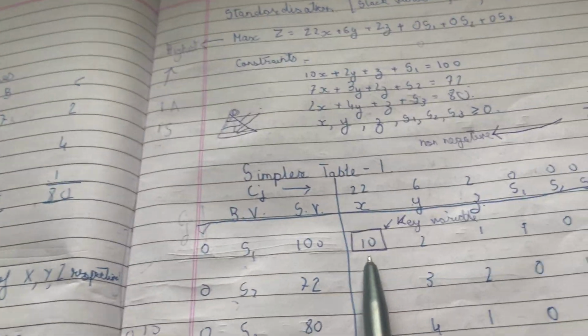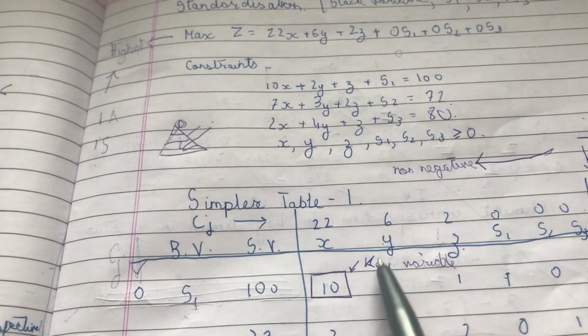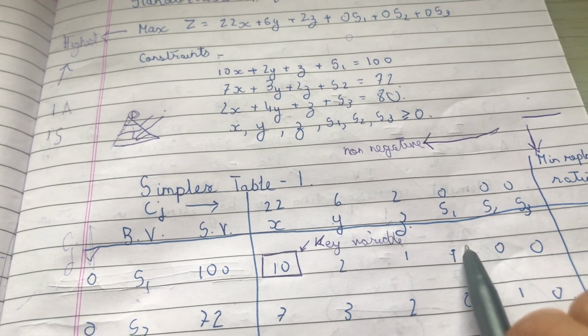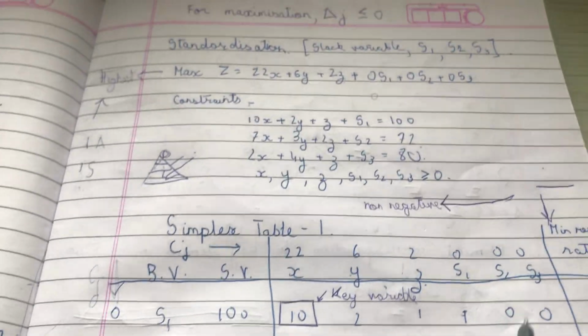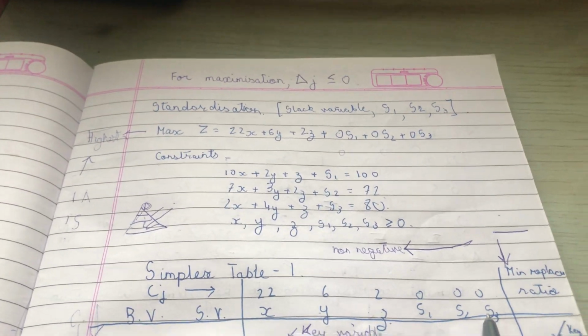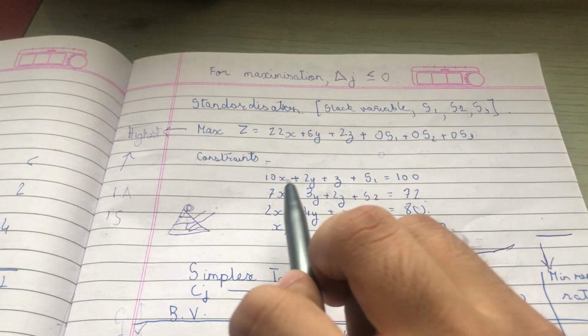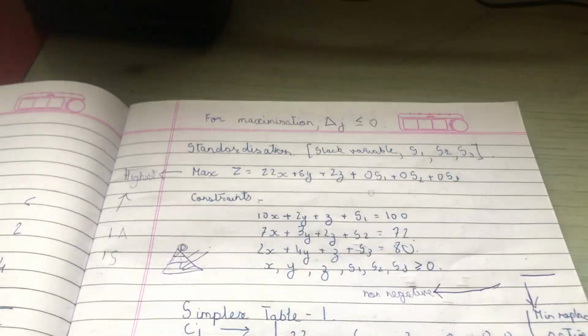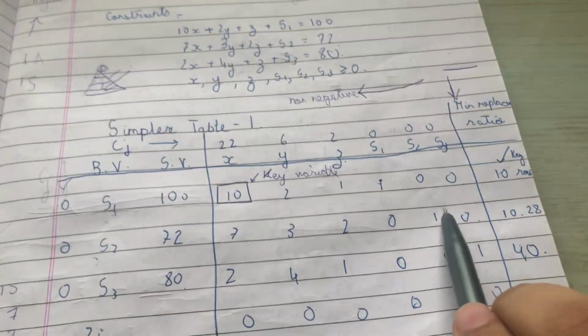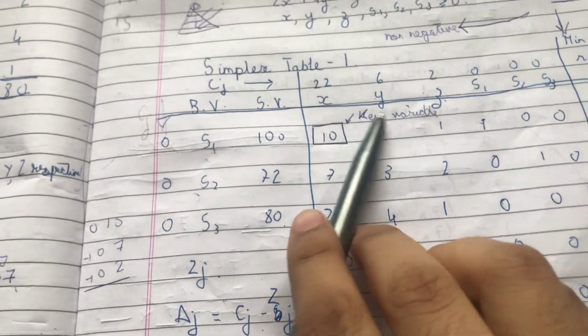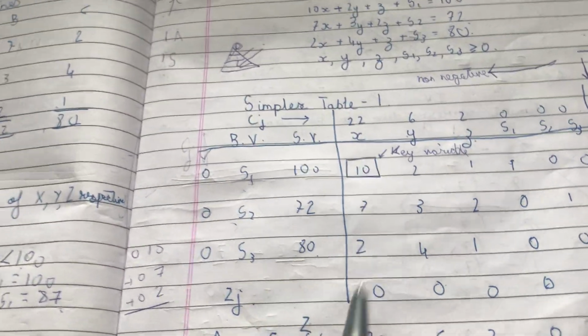Then you write the constants. X's are 10, so write 10, 2, 1, 1, 0, 0. Similarly, because S2 is not here, S3 is also not available, you have 7, 3, 2, 0 because S1 is not there and S2 is 1, 0. And this k variable, ignore it for now. I'll explain what that means.